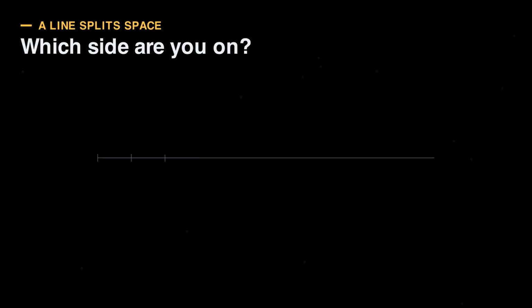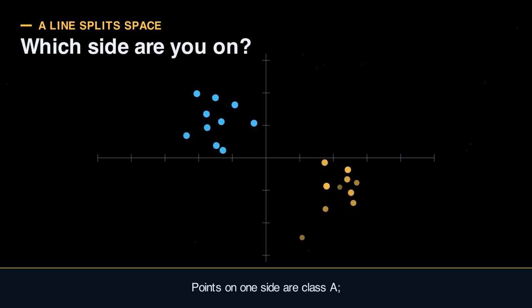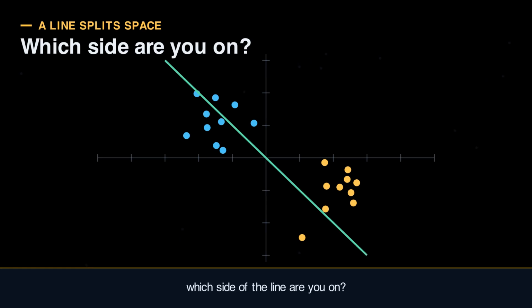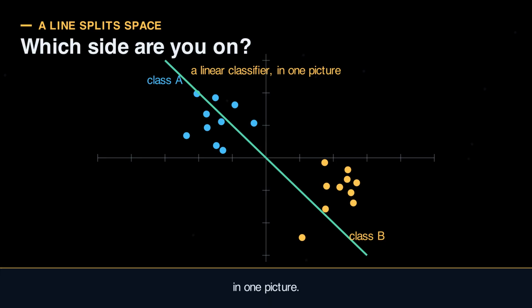Start in 2 dimensions. A straight line splits the plane into 2 halves. Points on one side are class A, points on the other are class B. To classify a new point, you simply ask, which side of the line are you on? That is the entire idea of a linear classifier in one picture.